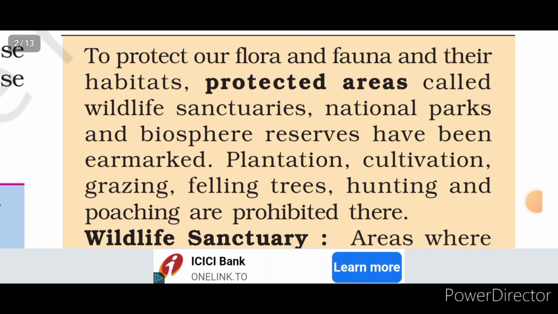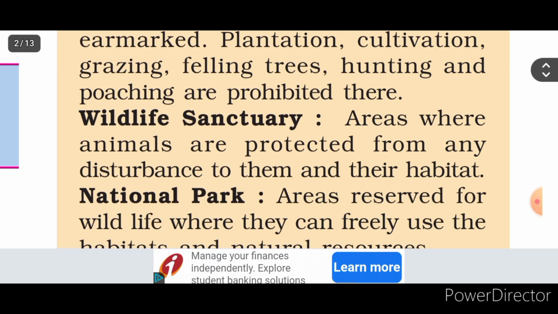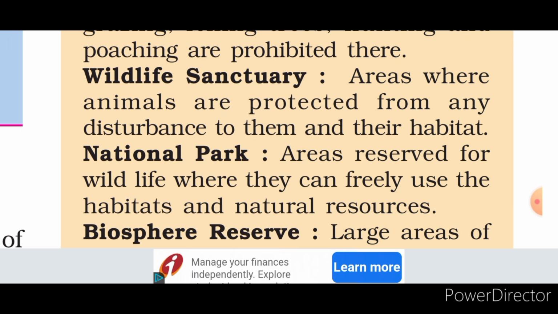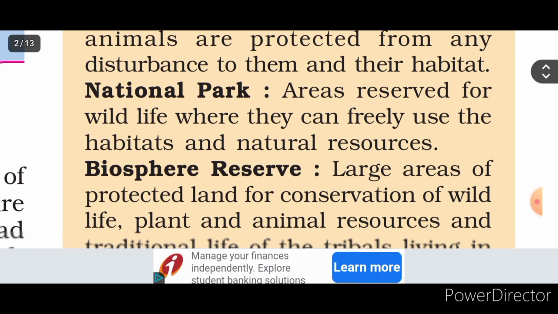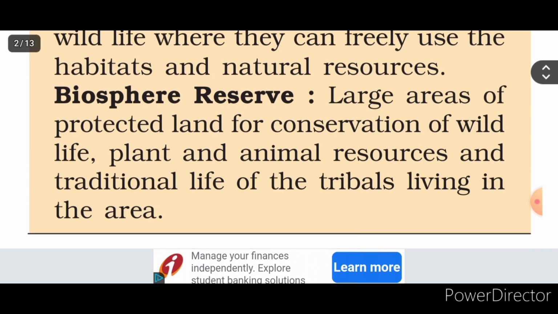To protect our flora and fauna and their habitats, protected areas called wildlife sanctuaries, national parks and biosphere reserves have been earmarked. Plantation, cultivation, grazing, felling trees, hunting and poaching are prohibited there. Wildlife sanctuary: areas where animals are protected from any disturbance to them and their habitat. National park: areas reserved for wildlife where they can freely use the habitats and natural resources.